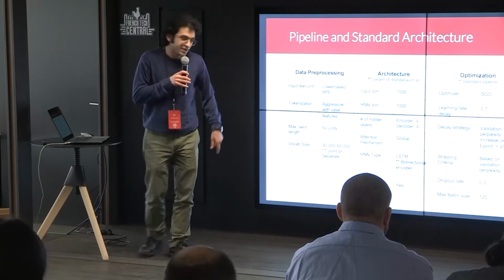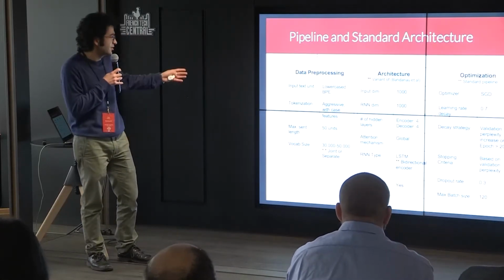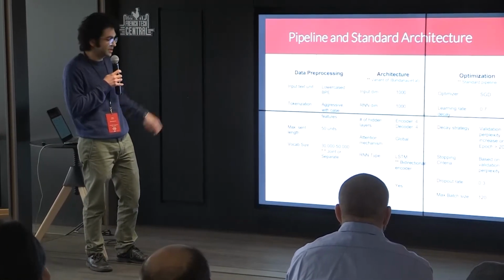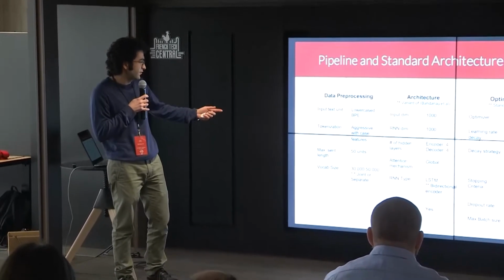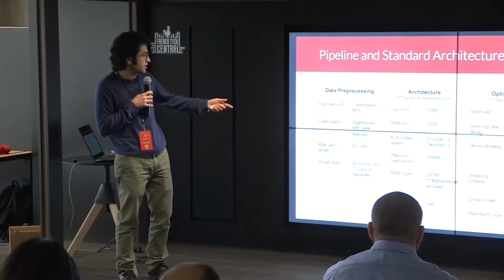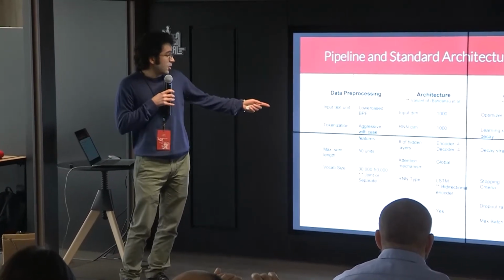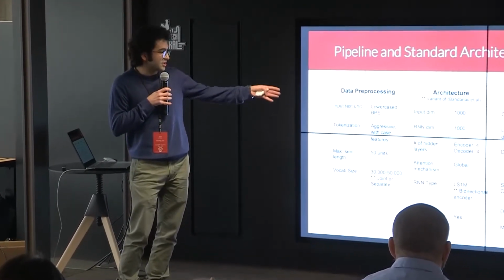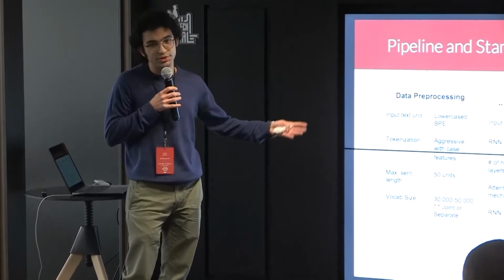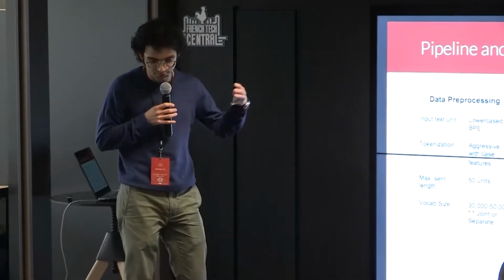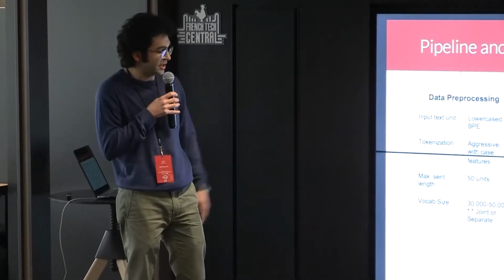This is briefly the architecture. If you're familiar with OpenNMT, you'll be familiar with these options. We use byte pair encoding, and we use input dimensions and hidden dimensions of 1,000, with encoder and decoder layers of 4 hidden layers.